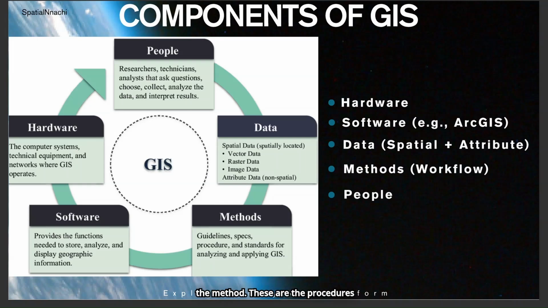Then comes the method. These are the procedures and models used to solve spatial problems, like how we classify land cover, analyze deforestation trends, or map out urban growth. Finally, people. People are the brain behind GIS. Analysts, cartographers, researchers, even students who ask the right questions and interpret the results. Together, these 5, hardware, software, data, people, and method, make GIS a powerful tool for solving real world challenges.